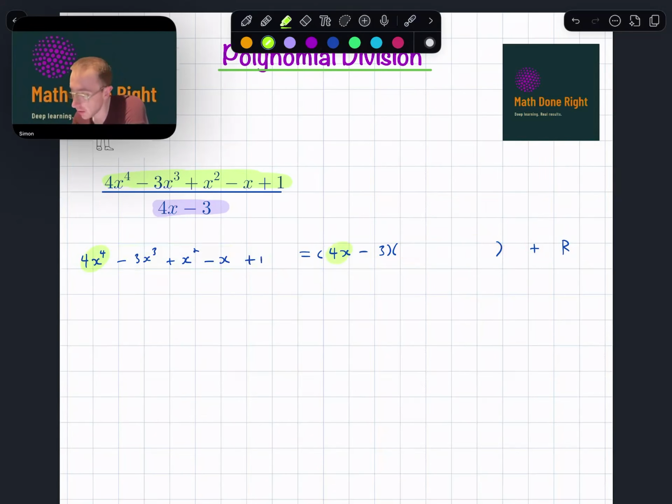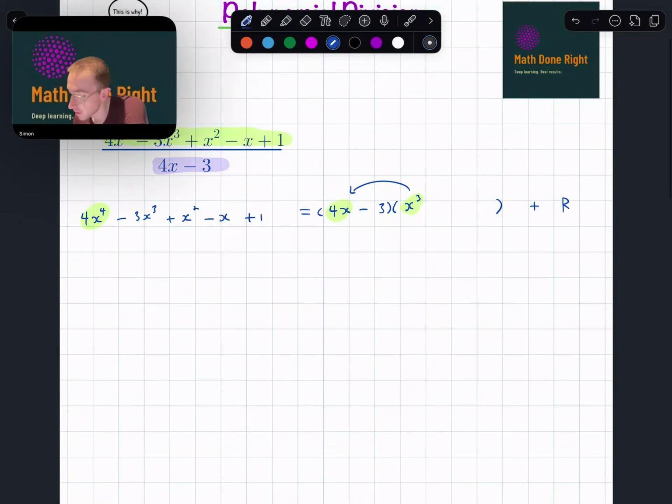So this is a 4x to the 4, and we have a 4x to multiply by. So the first term of our quotient has to be an x cubed. We have no choice about this. We need an x cubed to multiply by the 4x to get 4x to the 4. And that's great. We have matched that term. We have our 4x^4, 4x^4. Then we distribute it in, and we multiply by the negative 3, and we get negative 3x cubed. x cubed times negative 3 is negative 3x cubed.